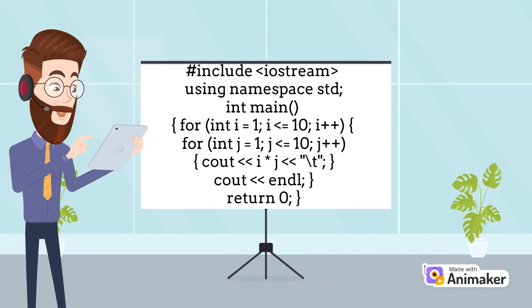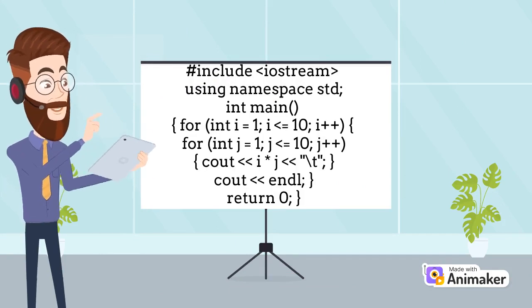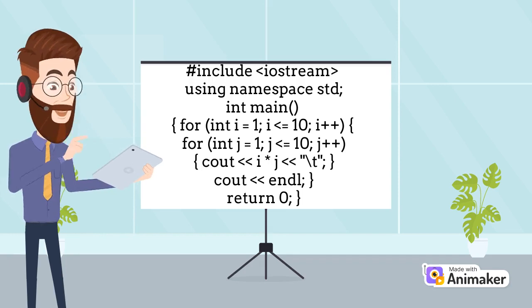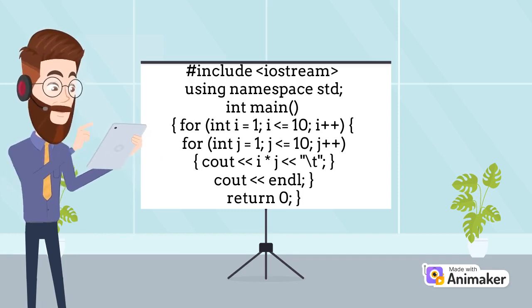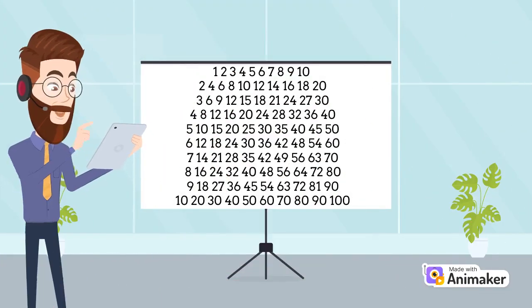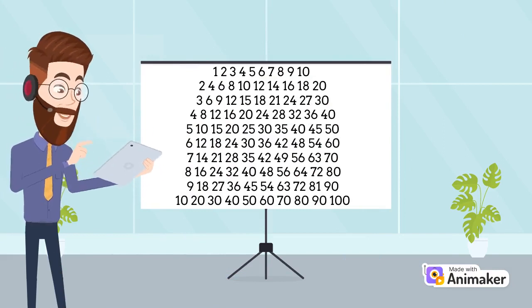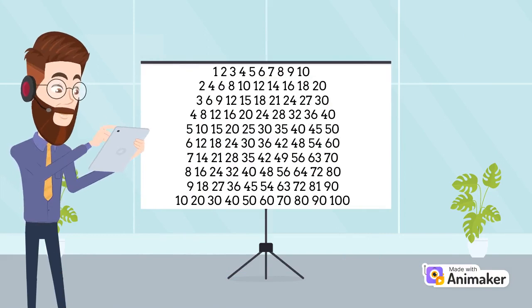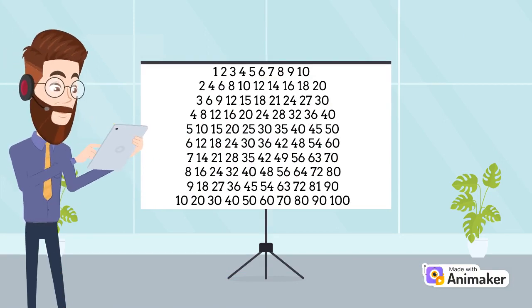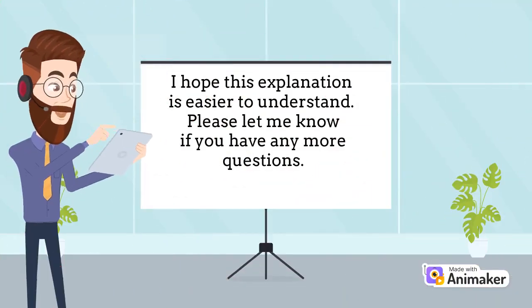Here is the complete code. So for every single iteration of the outer loop, the inner loop runs 10 times and we multiply the inner and outer loop variables. This is the example table from 1 to 10. The first row shows the multiples of 1, the second row shows the multiples of 2, and so on, up to 10. I hope this explanation is easier to understand.